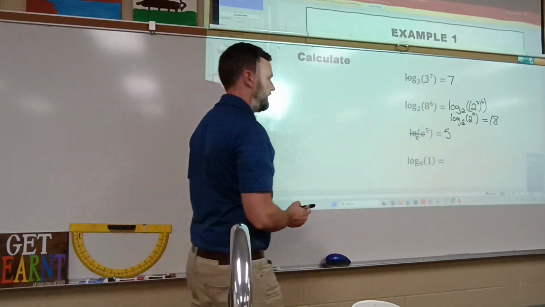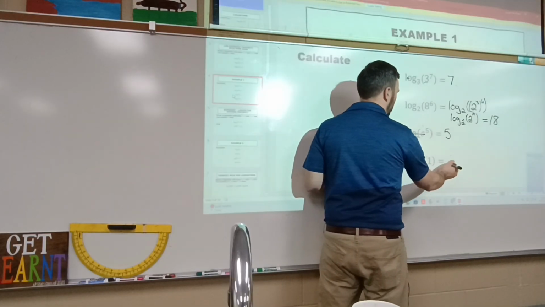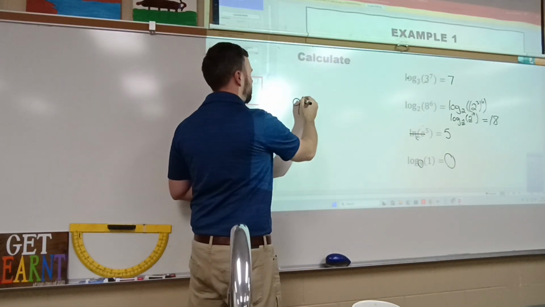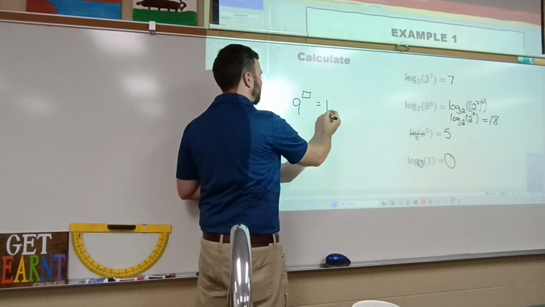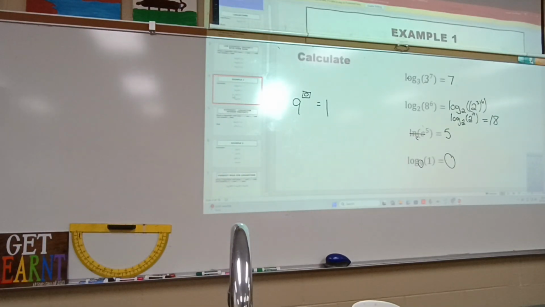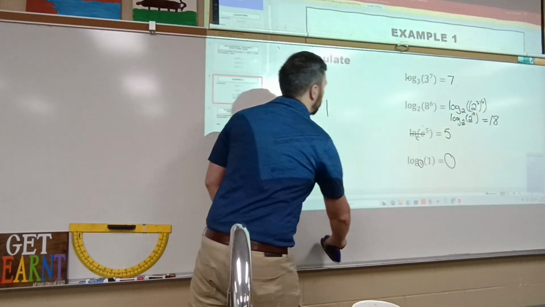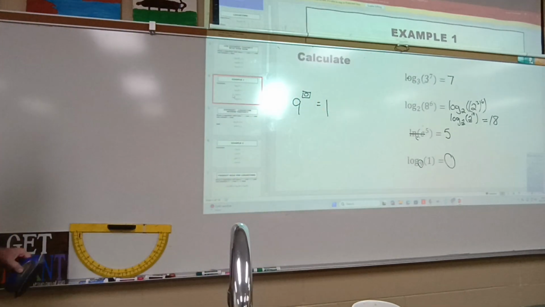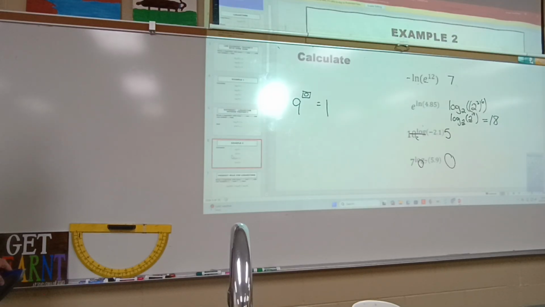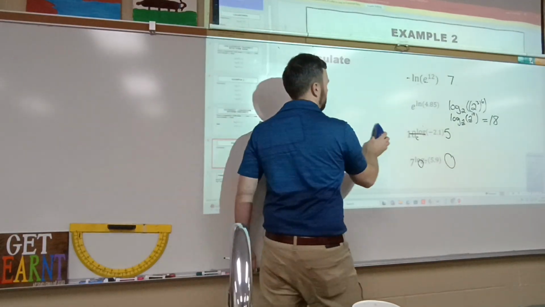And no matter what number's here, if that's a 1, it has to be 0. Because it's saying 9 to what power equals 1, and anything to the 0 power is 1. Okay? Anything to the 0 power is 1. All right, good review. That's the same thing we just saw. These are the same types of problems.